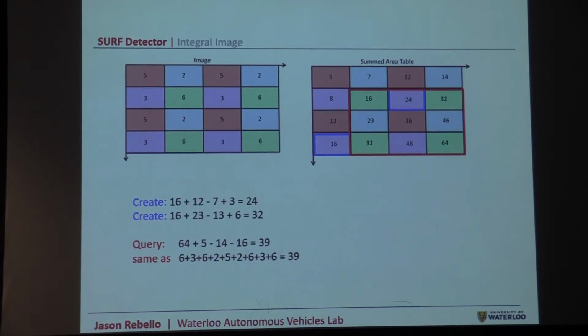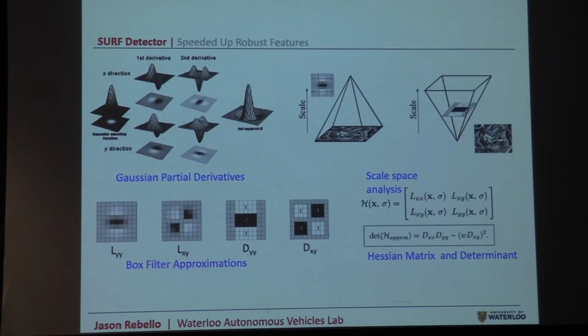So let's move on to how the SURF detector actually uses this. If you remember from the computer vision lecture, we were very interested in taking the second derivative of the Gaussian function, right, which is the Laplacian of Gaussian, and SIFT approximated the Laplacian of Gaussian by the difference of Gaussians, right? The SURF detector goes one step further and approximates the Laplacian of Gaussian by using box filters.